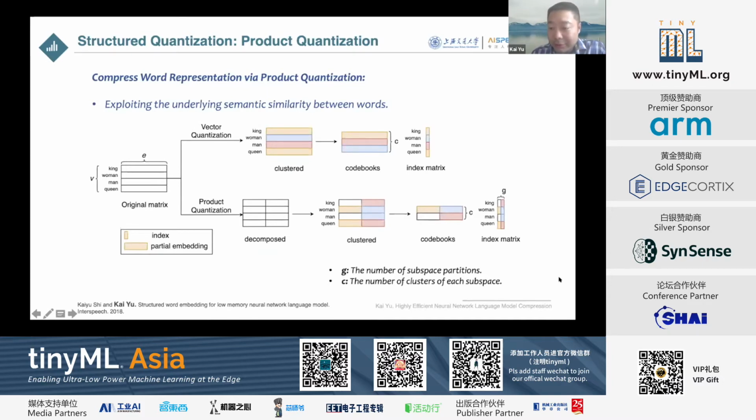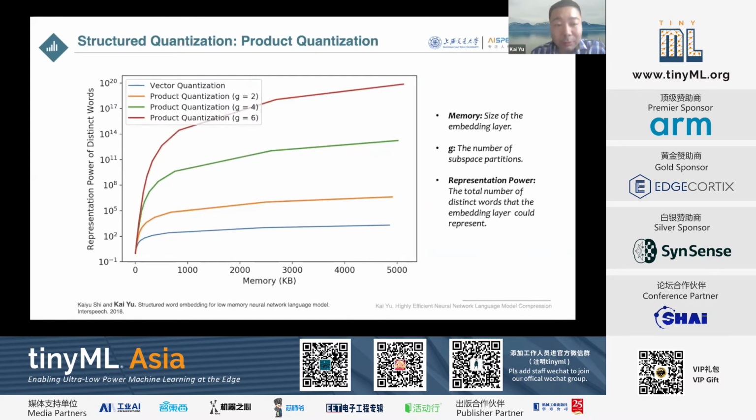With the combinatory effect, this is a lot more effective. This figure shows, given the fixed memory size of the embedding layer, how many possible words we can represent. For the naive vector quantization, the increase of possible words, this is the blue curve. The increase of the possible words we can represent given the memory size is very small.